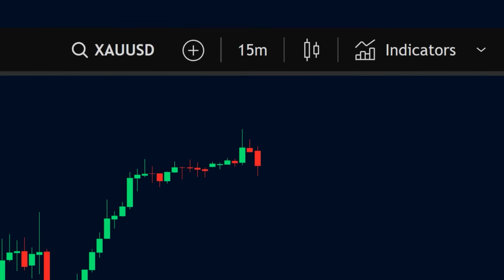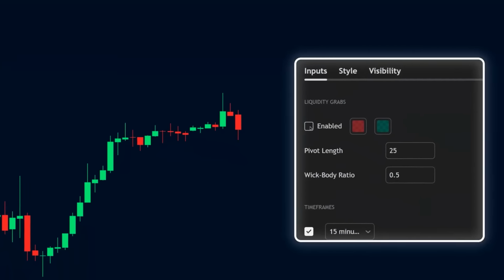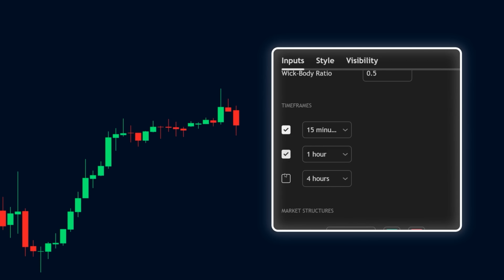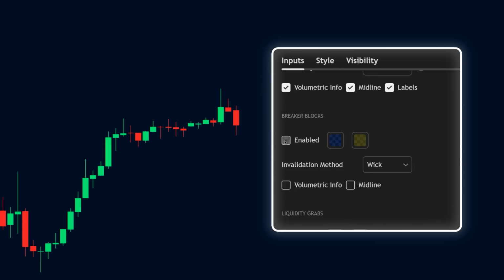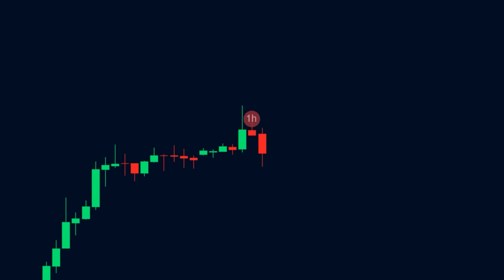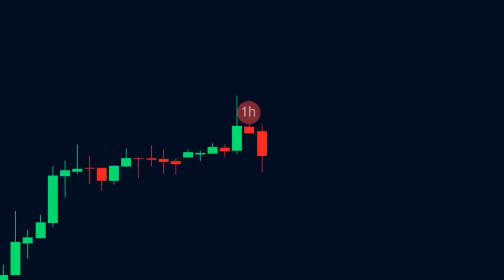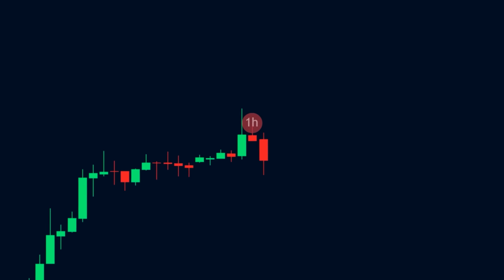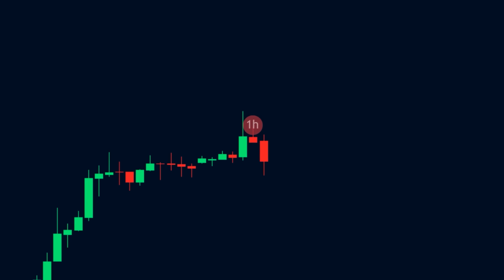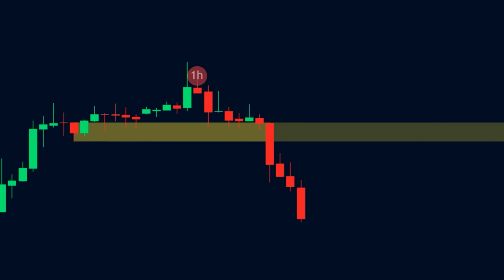Now let's flip it and run through a bearish setup. Again, we're on the 15-minute gold chart with liquidity grabs toggled on for the 4 hour and 1 hour time frames. Breaker blocks are enabled as well. This time, a buy-side liquidity grab is detected from the 1 hour time frame and plotted on our chart as a red bubble. That tells us sellers are stepping in on the higher time frame and gives us a bearish bias. Price reacts and rejects lower, leaving behind a bearish breaker block on the 15-minute chart.